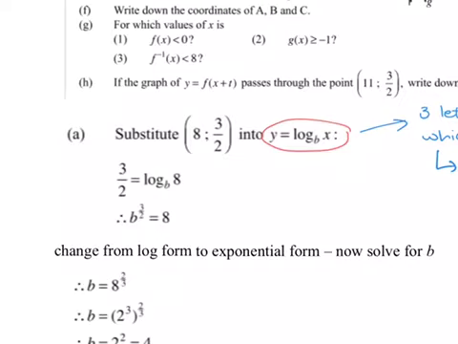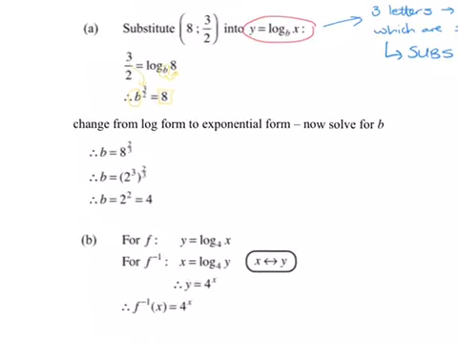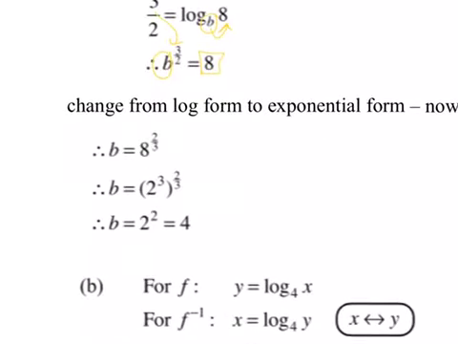Then once you've substituted it in, you're going to have to get the base by itself and be able to work with it. So we want to get rid of the log. So we're going to put it back into exponential form. The base of the log becomes the base of the exponent. And then the 8 goes by itself, and the 3/2 joins the b. So it's just whatever's with the base switches around depending on the form you're in. And then now you can solve for b.